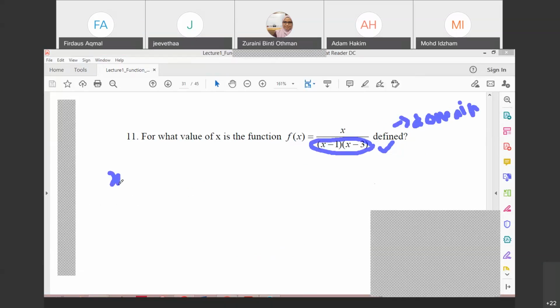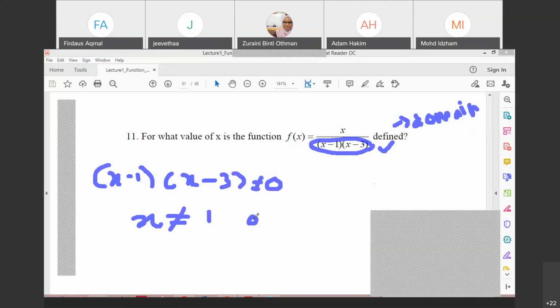So x tolak 1, x tolak 3 tak boleh sama dengan kosong. Kalau dalam bentuk macam ni, kita dah tahu bahawa bila dia tak sama dengan kosong, which mean x tak boleh sama dengan 1 dan or x tak boleh sama dengan 3. This is the domain. Ini domain dia. This is the final answer.